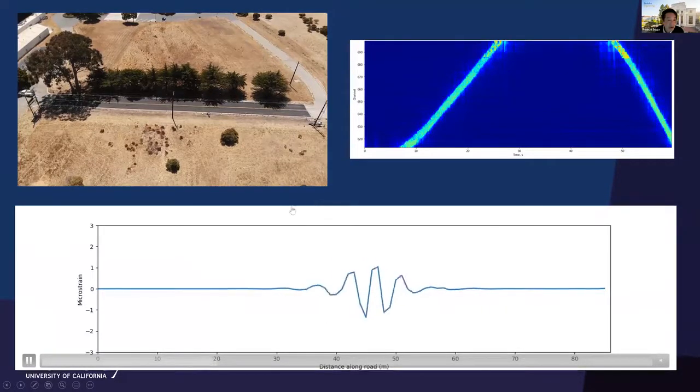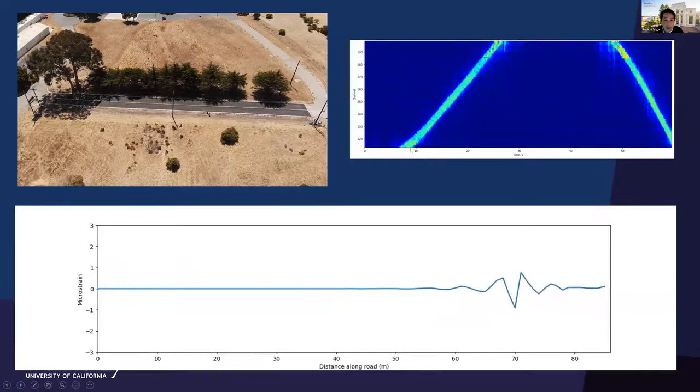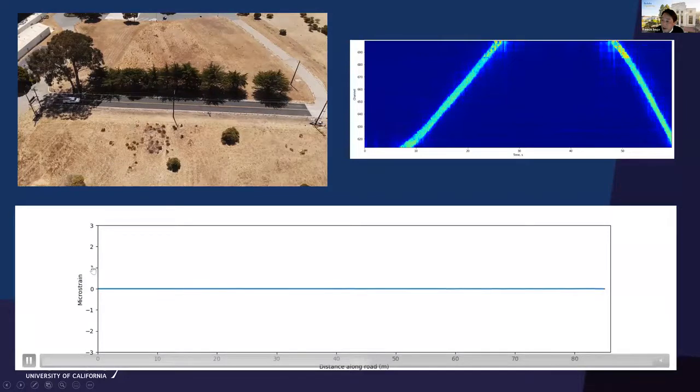Then you can do what we call a waterfall plot. You can see this is the channel distance versus time. So the truck is moving along here, going this way. You'll see later on the truck was coming back, and you can see the signature of that particular one. But this one is 1 microstrain.